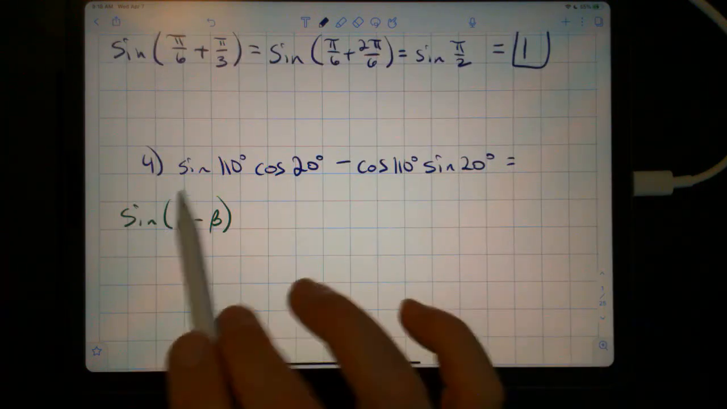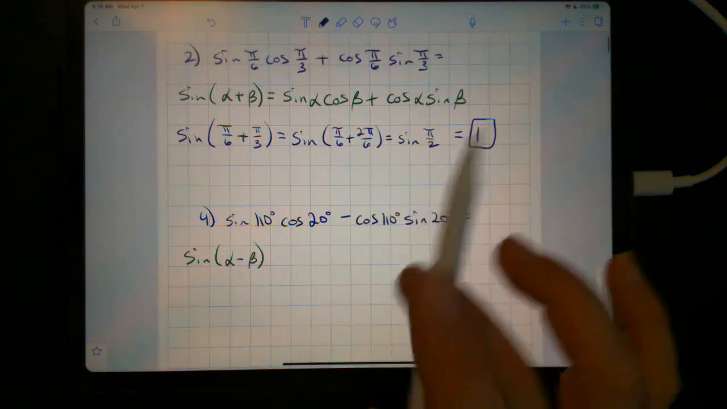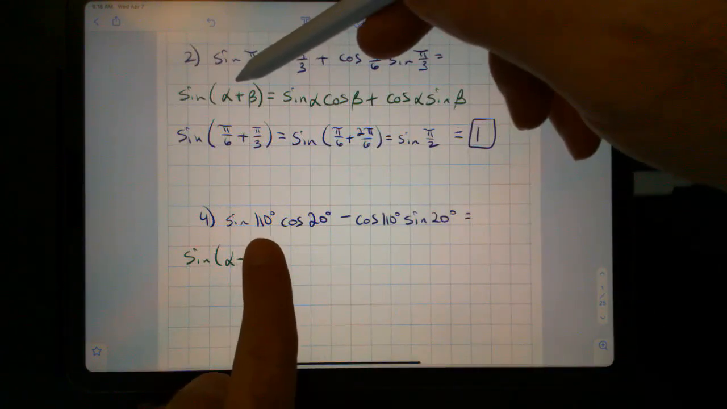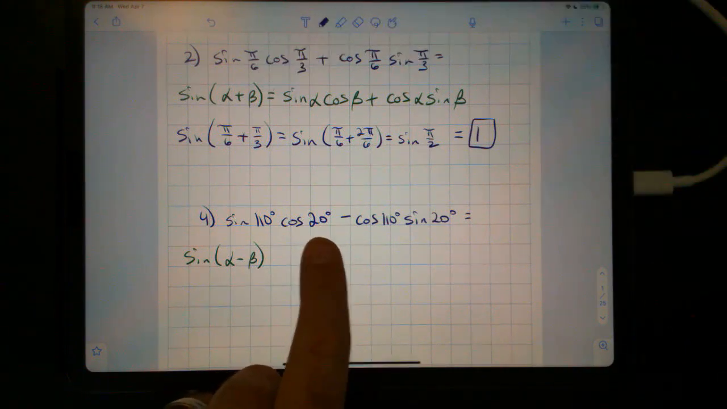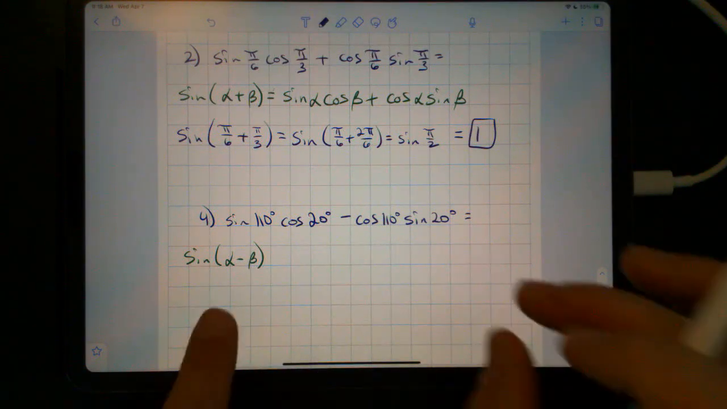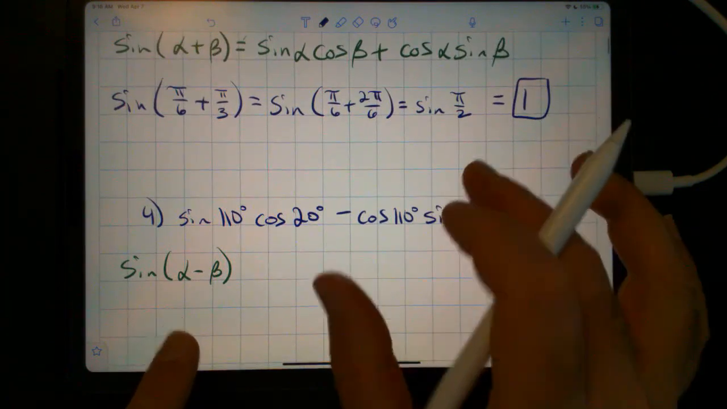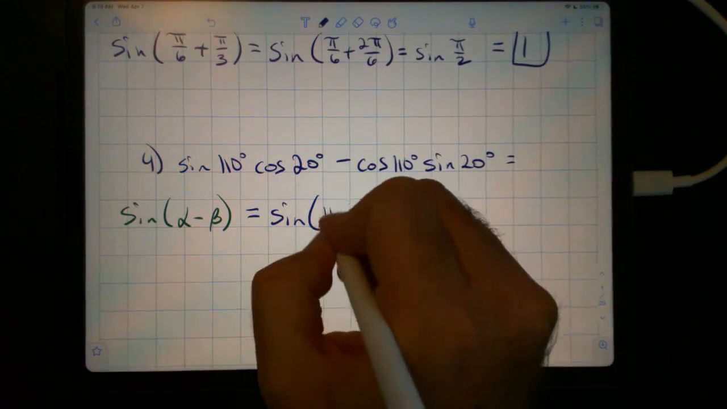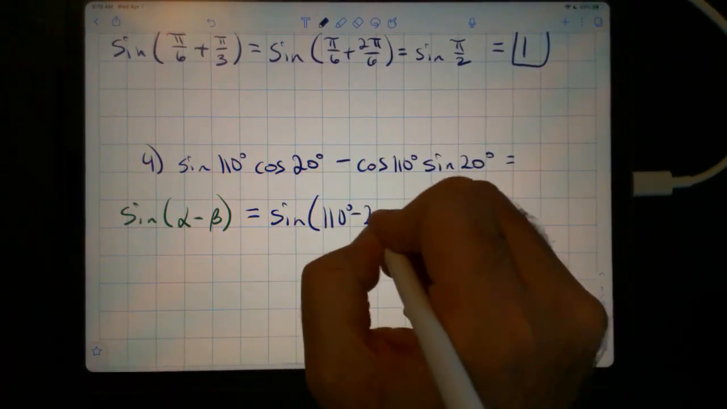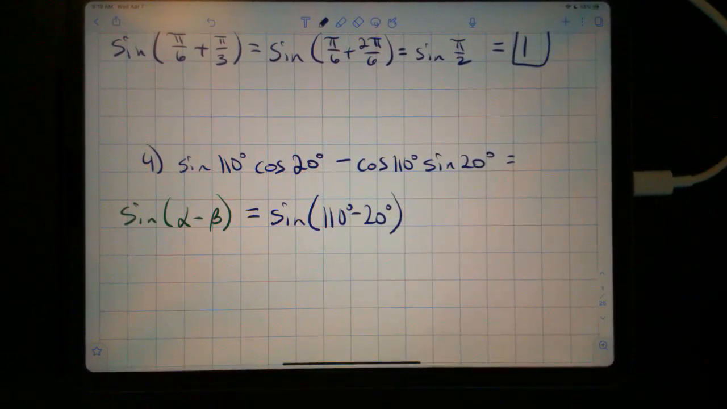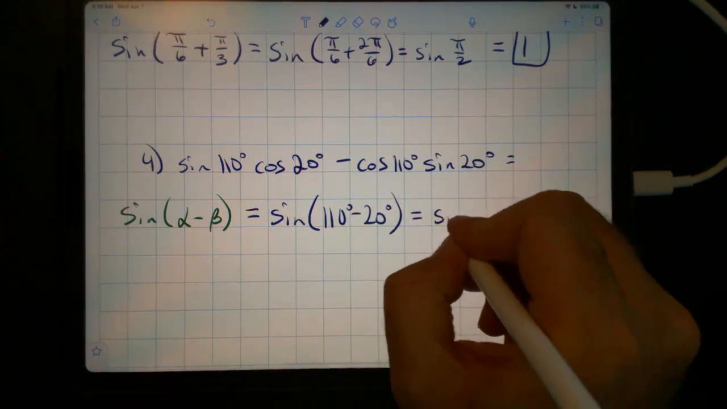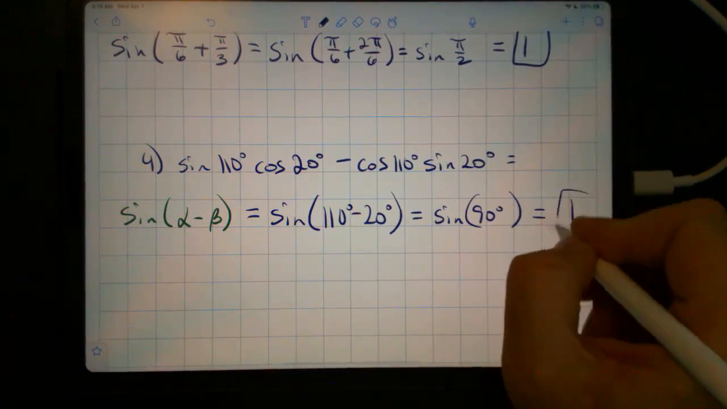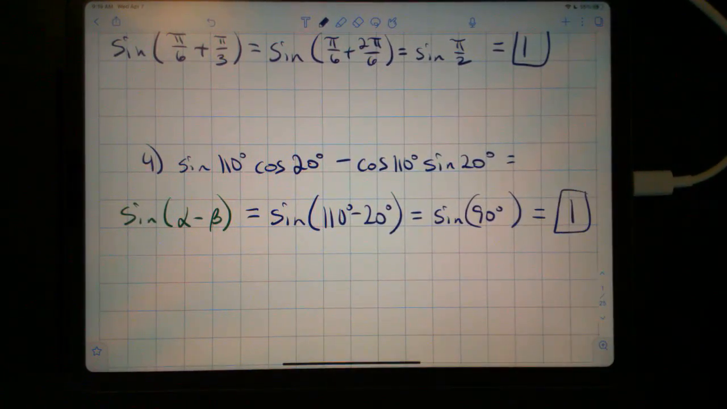Okay, this one here looks very similar, except that here we're subtracting. So you have sine of the first, cosine of the second, minus cosine of the first times sine of the second. This is sine alpha minus beta, okay, which is, and another way to write the number 1.